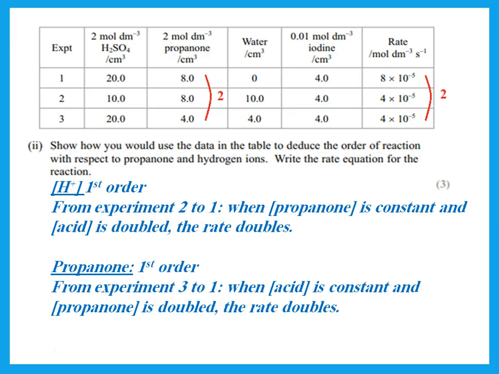Okay, please remember this. Then he says he wants the rate equation. So the rate equation will have concentration of the propanone times concentration of the H+. You could either include the I2, which we said is zero order, or you could not include it if you don't want. In the rate equation, both would be correct.